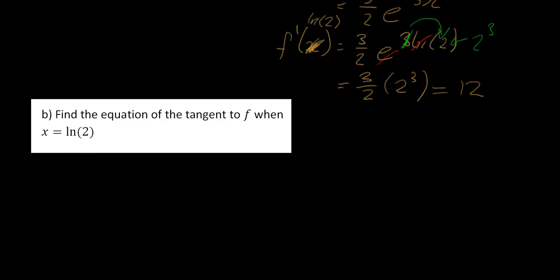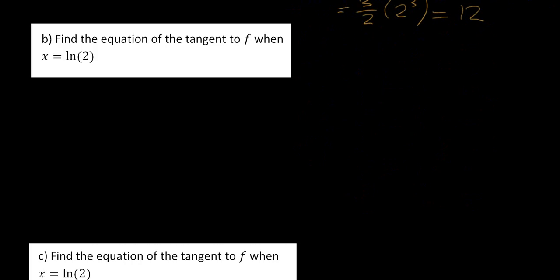Okay, so for this next part over here, we'll find the equation of the tangent to f when x equals ln2. Okay, so we've actually done half the problem here. Remember that if you want to find the equation of the tangent, what you want to use is the gradient at x equals ln2, and that's what we just found out. So we know it's 12 over here. This is the gradient of the tangent.